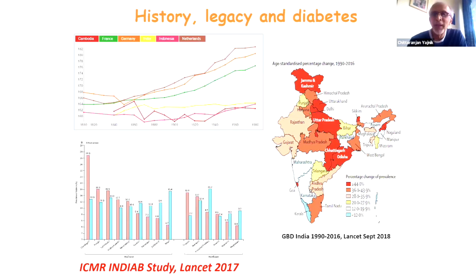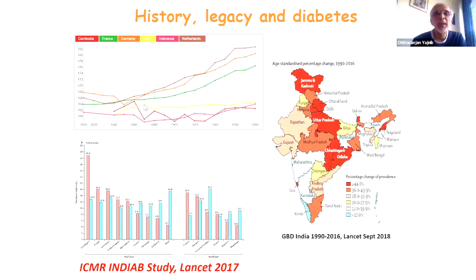History always doesn't leave you. So you need to learn a lot from history. And this is a very dramatic graph of height in different populations of the world, 3 European countries and 3 Asian and Southeast Asian countries. Between 1820 and 1980, in these 150 years, Europeans gained 15 centimeters in height. So 1 centimeter for each decade.